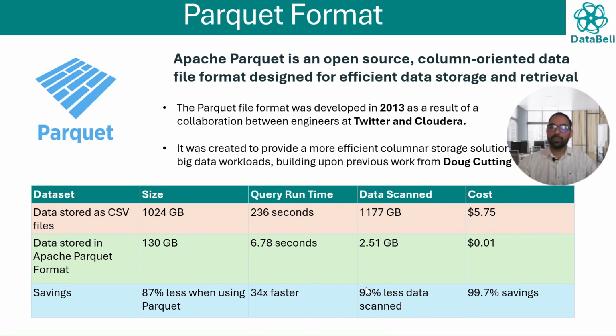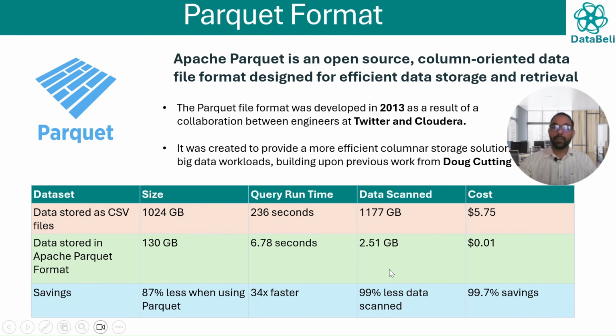And because it is efficient and fast, it saves a lot of cost. For the same analytics in CSV, it cost $5.7, while in Parquet it was just $0.01. So it had a saving of about 99.7%, and who would not want to go with that much saving? That's why it is so special.